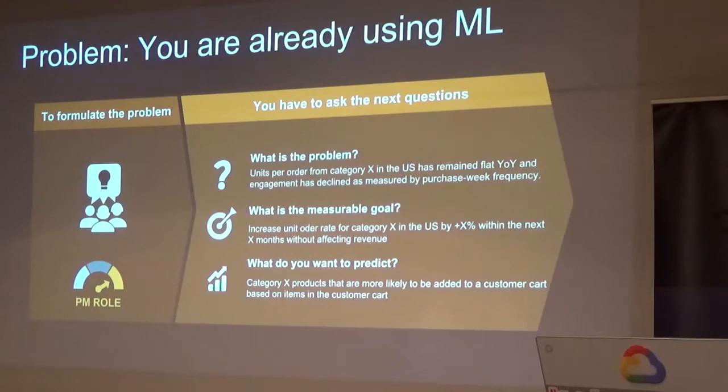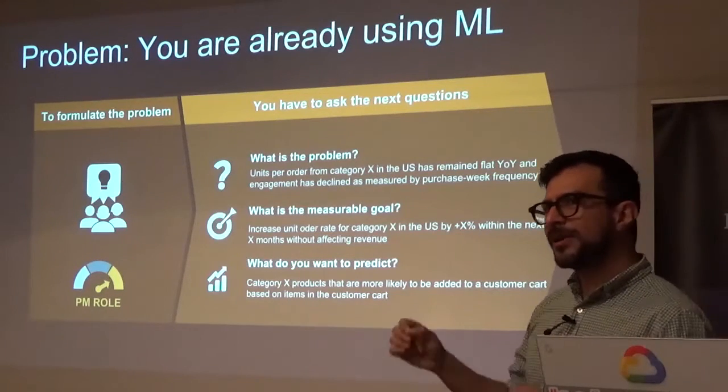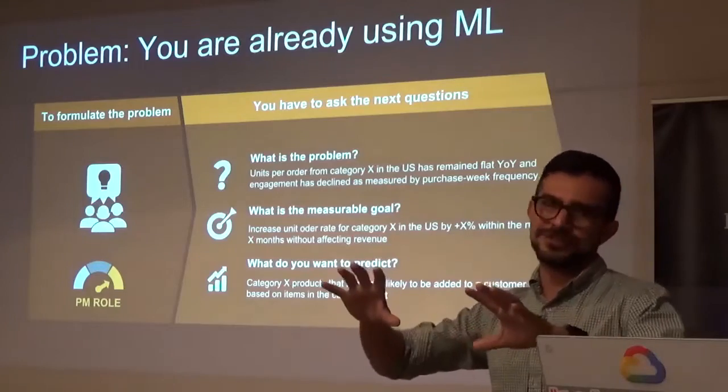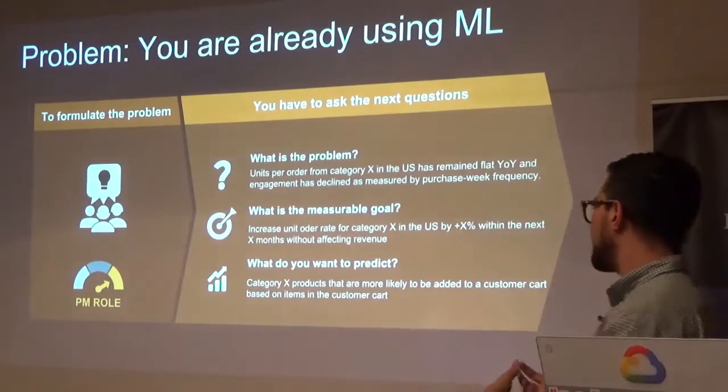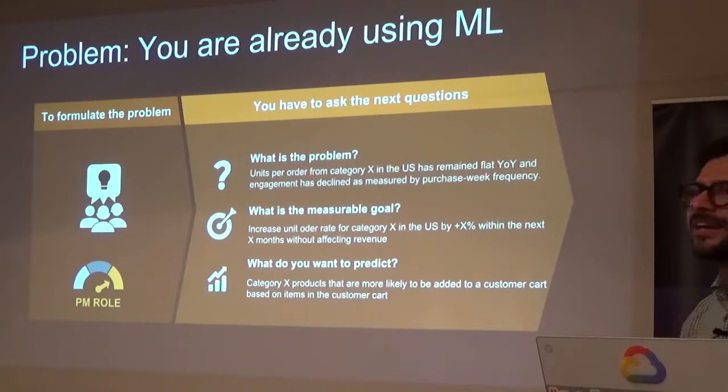And what do you want to predict? Well, actually, the solution here is about recommendations. We want to recommend you the next product to buy. So what you want to predict is what is the most likely item that people may want to buy when they already have something in their basket.